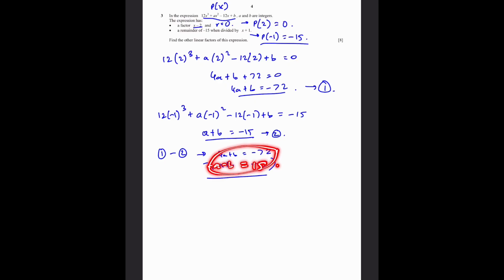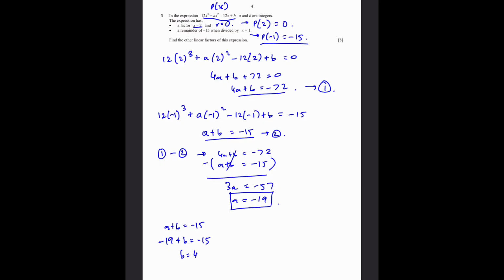And we add these two. So the B's will cancel out. And 4A minus A is 3A. Negative 72 minus negative 15. That's minus 72 plus 15, which is minus 57. So A is equal to minus 19. We have our A value. Now what about B? We know that A plus B is equal to minus 15. So we just substitute this here. B is equal to 4.